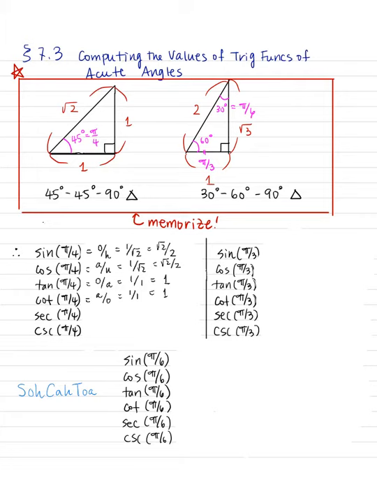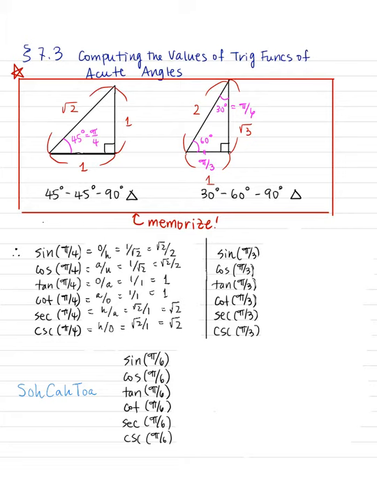Secant is 1 over cosine. So in this case, what we're going to get is secant is hyp over adjacent. So this is root 2 over 1. So our answer is root 2. And let's go with the cosecant. Cosecant is 1 over sine. So it's going to be hyp over opposite. Again, we're going to have root 2 over 1. So cosecant of pi over 4 is square root of 2.